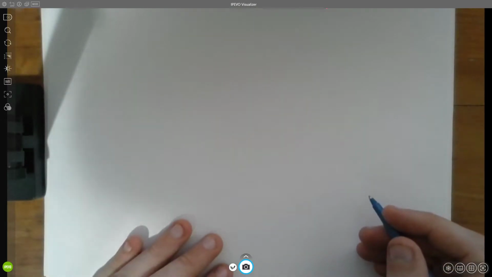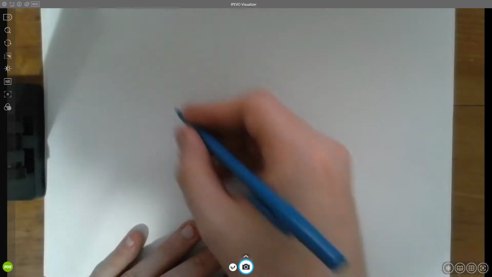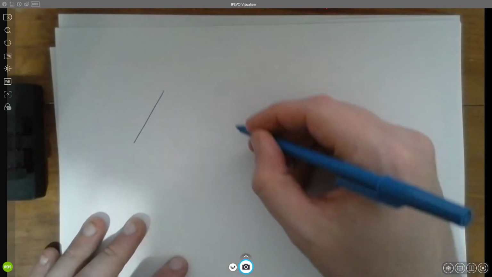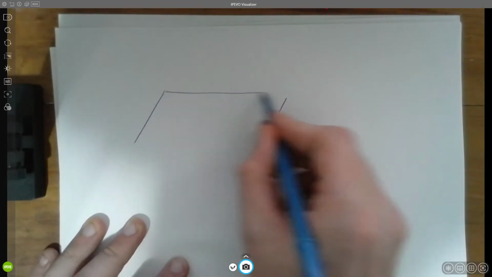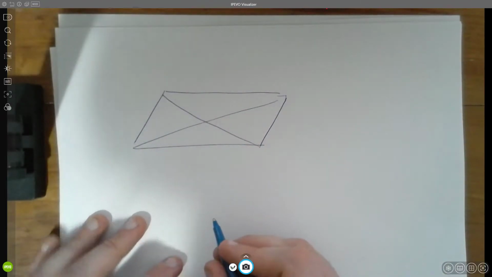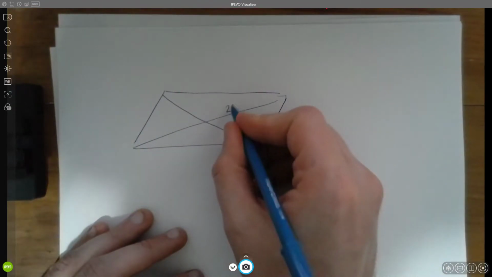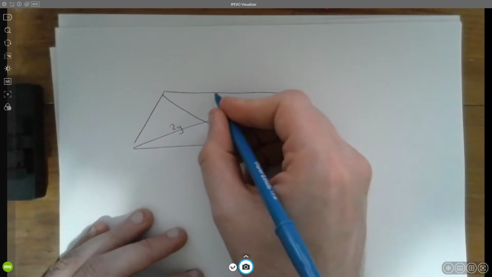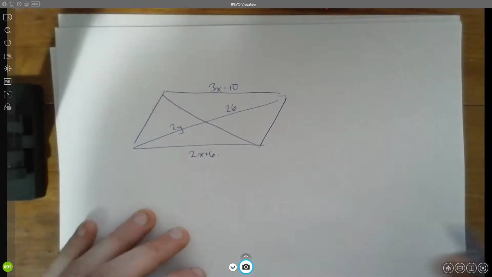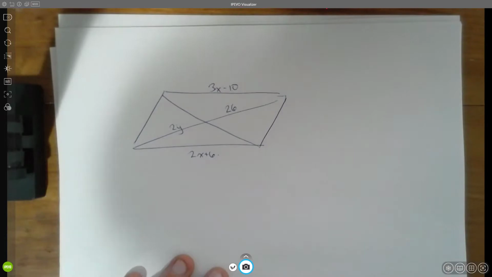So in the very first example that we're given, example number 10, we are given a bit of a strange shape as well. We're given a parallelogram in that we have two sets of parallel lines. We have one here, one here, one here, and one here. And then we also have lines that cross in the center. And we have different values. So this is 26, this is 2y, this is 3x minus 10, and this is 2x plus 6. And we're asked to solve for the values of y and for x in this particular question.